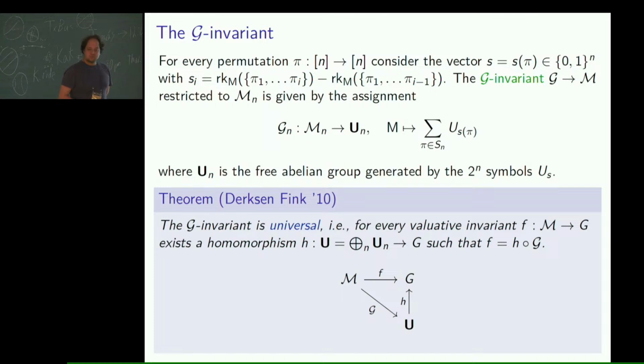So does your group G here, is it fixed, or for all groups? The group G comes from your invariant. So you take some relative invariant F, which maps from the matroids into G. Ah, okay. That's the G that you have to use.